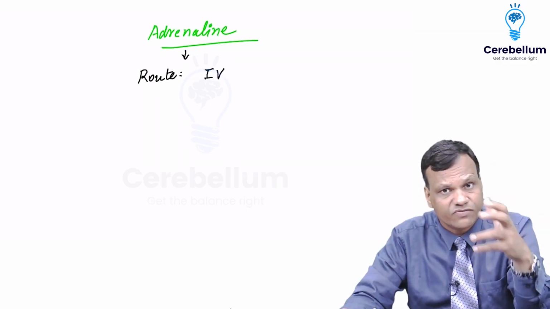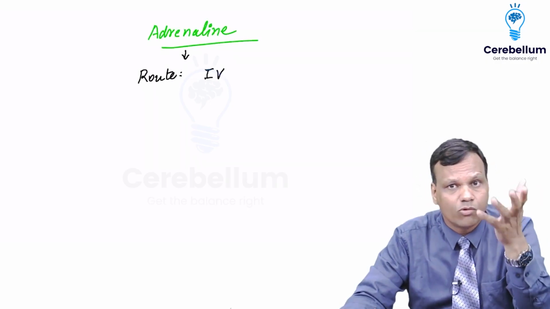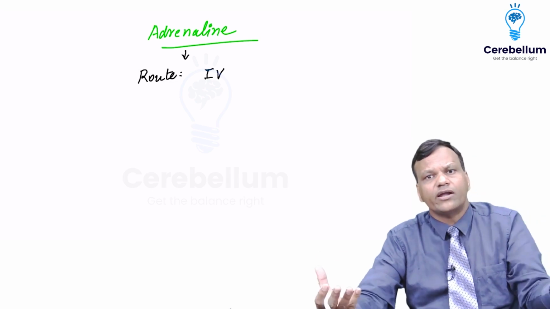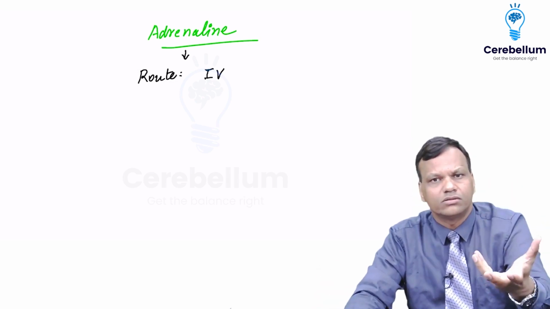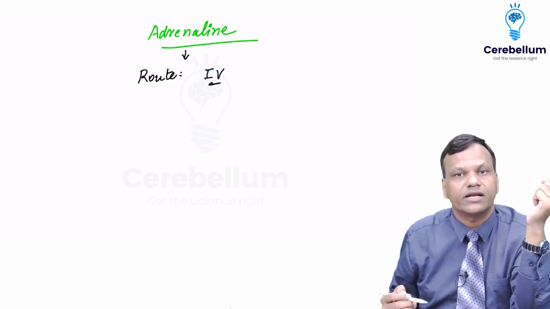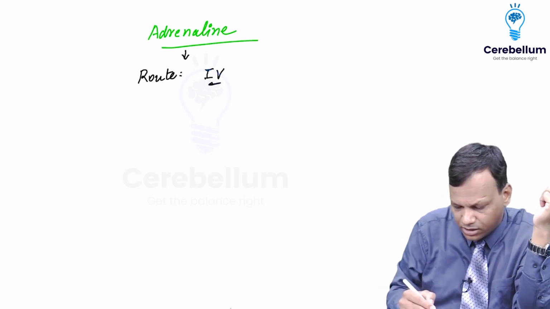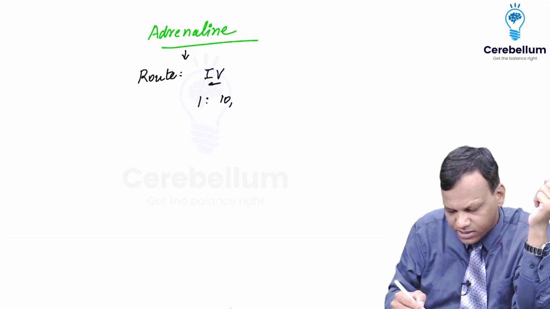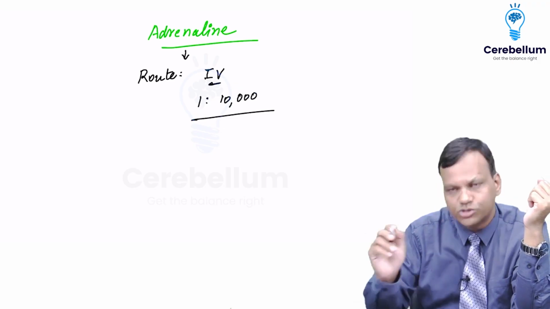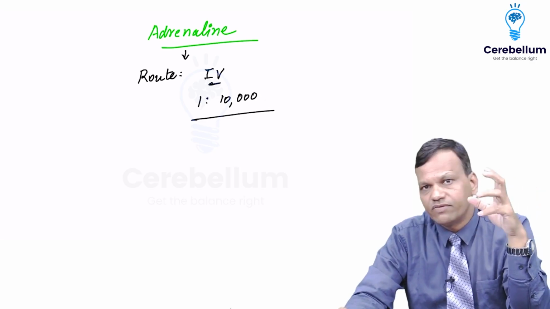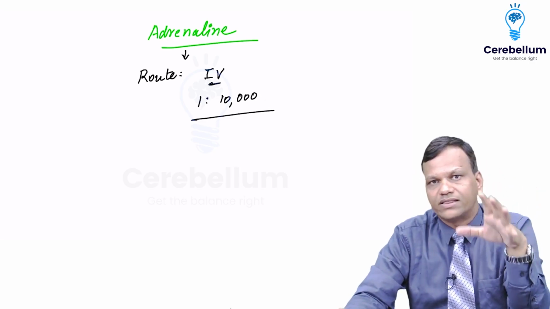This is a serious condition. We are not worrying about arrhythmia. We are worrying about the heart. The heart is not working at all. Even if it causes arrhythmia, it is good. So we give intravenous adrenaline, and the dose is 1:10,000. We already discussed that by IV route, the concentration is 1:10,000. So we will give intravenous adrenaline 1:10,000.